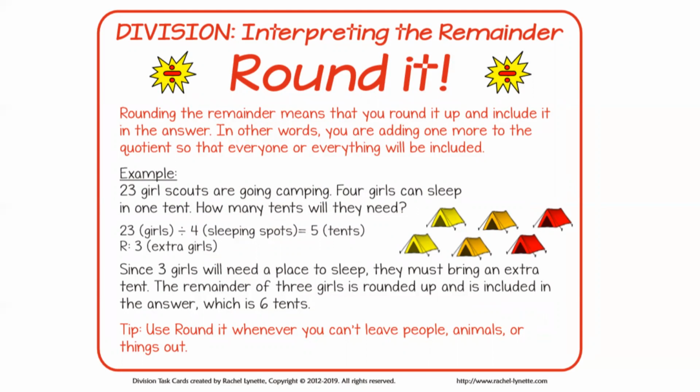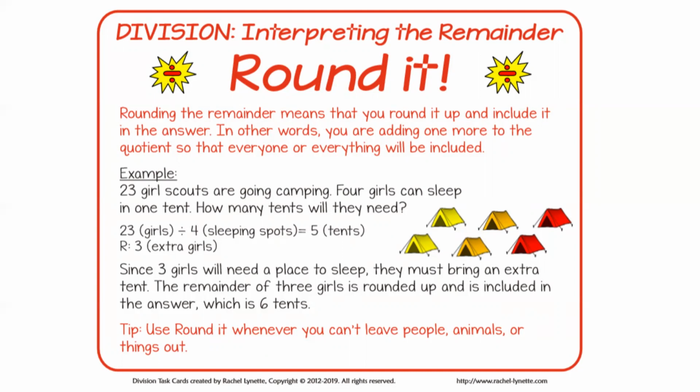Lastly, and the most tricky strategy is when you're going to round it. This means you have to go up 1 in order to make sure everything is accounted for. It'll make a little more sense when we talk about this word problem. 23 Girl Scouts are going camping. 4 girls can sleep in 1 tent. How many tents will they need?